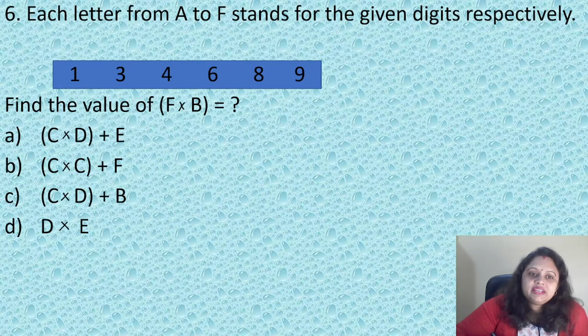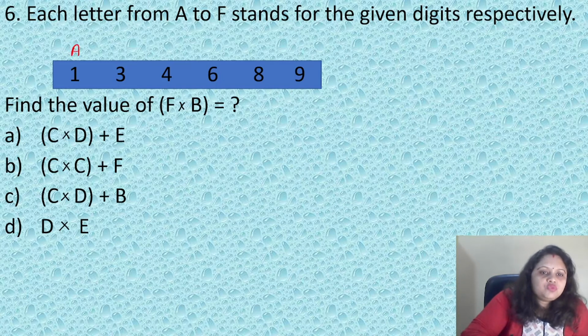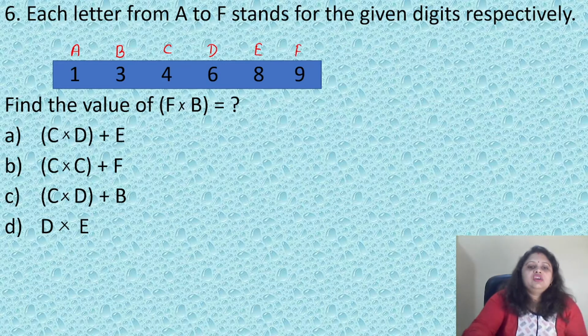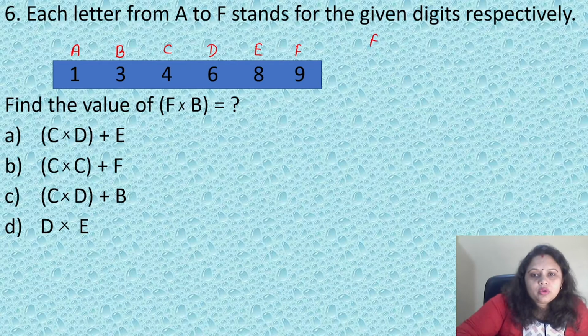Our next question is: each letter from A to F stands for the given digits respectively: 1, 3, 4, 6, 8, 9. Find the value of F into B. So A to F, value of A is 1, B 3, C 4, D 6, E 8, F 9. So these are the values of the letters. We have to find the value of F into B. So F into B, value of F is 9 and value of B is 3. 9 into 3, that is equal to 27.